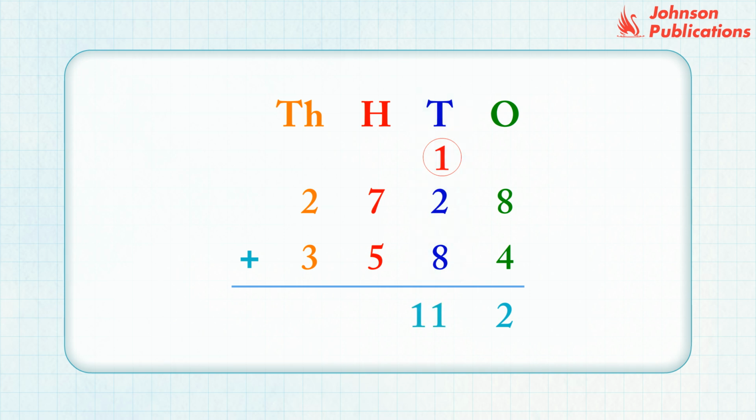We get 11 tens. Write 1 in the tens place and carry over 100 to the hundreds column. Step 3. Add the hundreds. We get 13 hundreds. Write 3 in the hundreds place and carry over 1000 to the thousands column. Step 4. Add the thousands. We get 6 thousands. Thus, the sum is 6312.